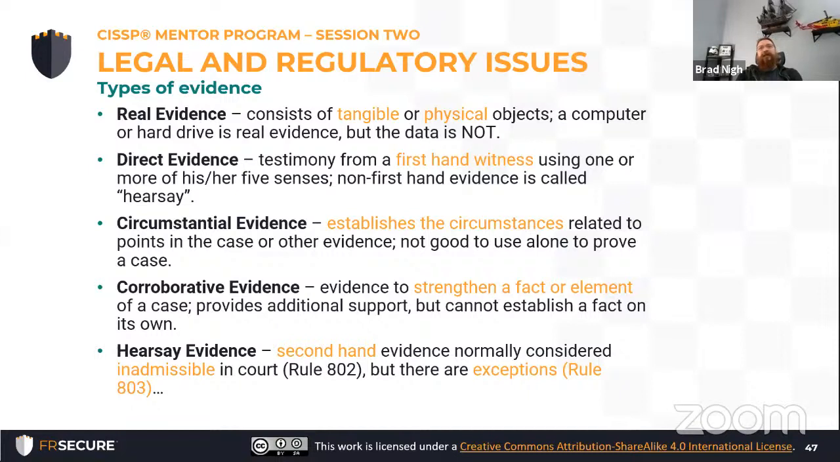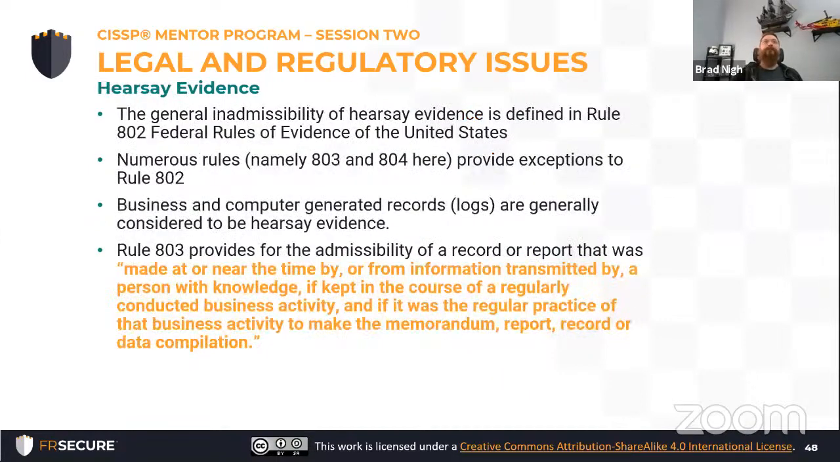Hearsay evidence, secondhand, it usually is inadmissible, right? Rule 802, you will need to know that. And there are exceptions. Rule 803, you will need to know that. And we're going to go over 803 here right now.